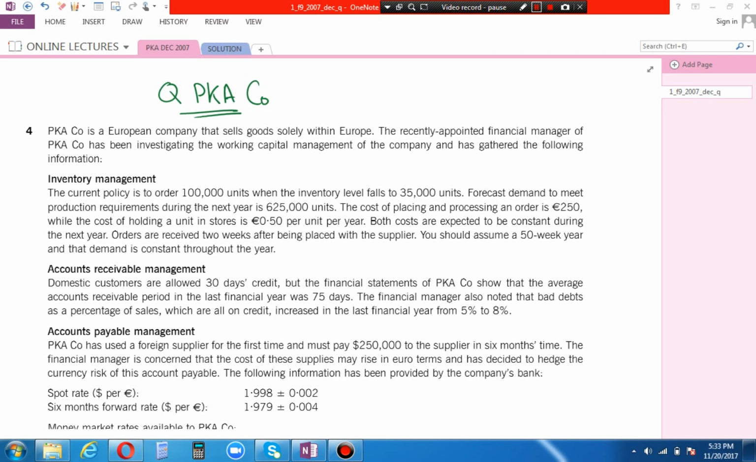We'll be doing a question on inventory management and receivable management today. The question is called question PKA from December 2007. The reason I'm doing such an old question is that it tests economic order quantity in detail, it tests receivable also, it tests lead time and buffer stock. And once we do this question, I'll tell you how to do it in comparatively easy way also.